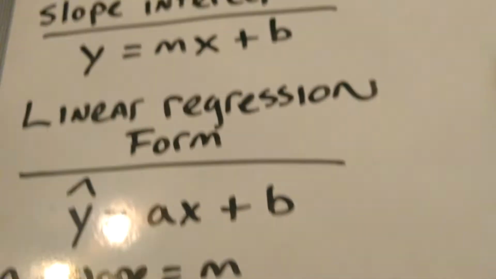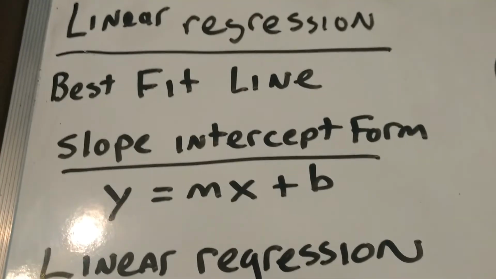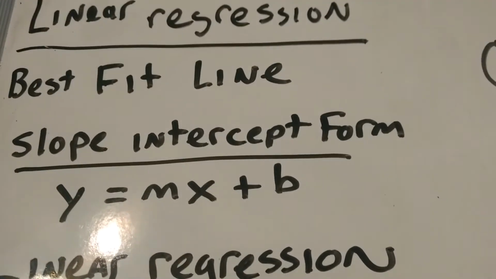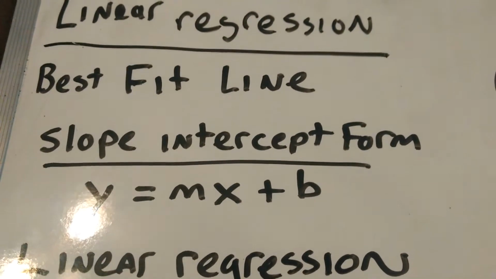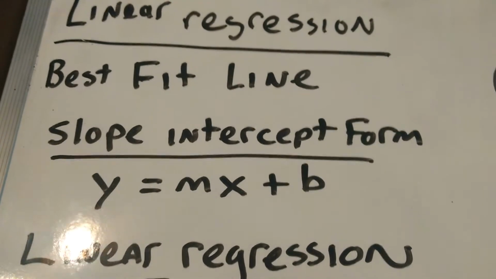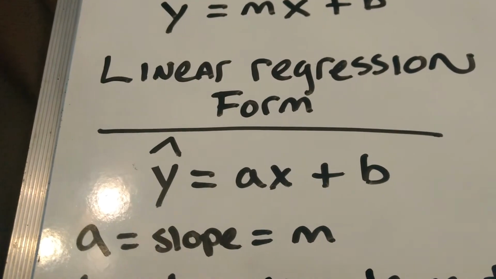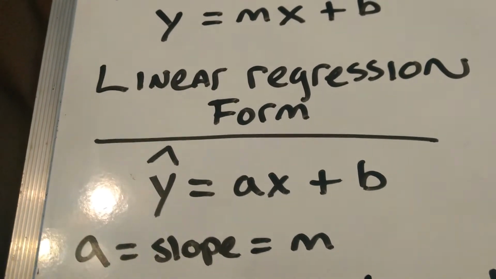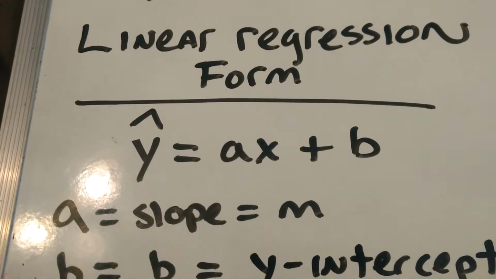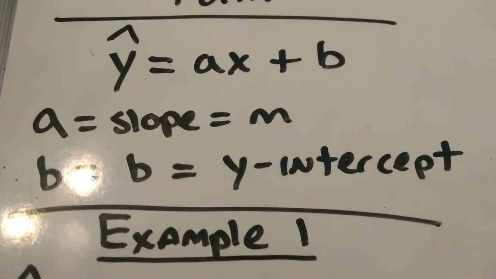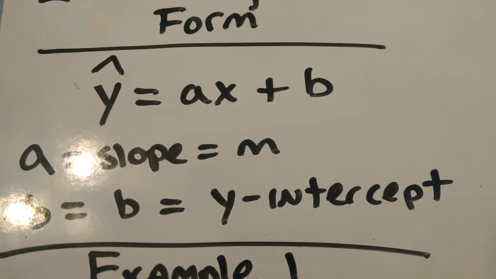So, linear regression means best fit line. It comes along the same concept as slope-intercept form in algebra, where y equals mx plus b, and m is your slope, b is your y-intercept. In linear regression, you're going to see it written as y hat, which means predicted y value, equals ax plus b. All they do in statistics is replace the m with an a. It's still a slope, and that's what I've indicated here. A equals slope, which equals m in algebra. B equals b, which is the y-intercept.